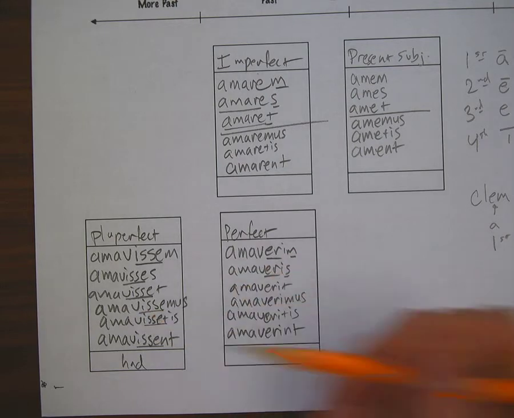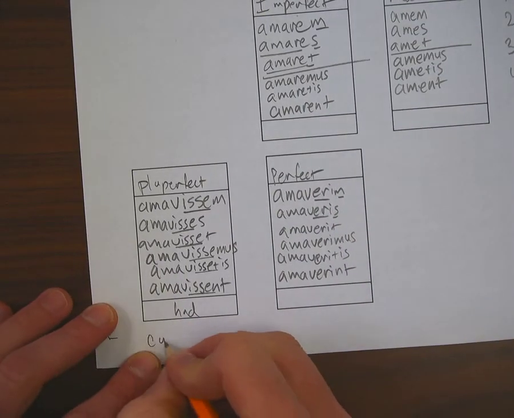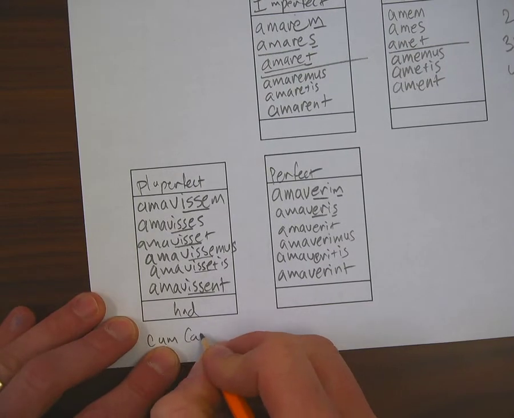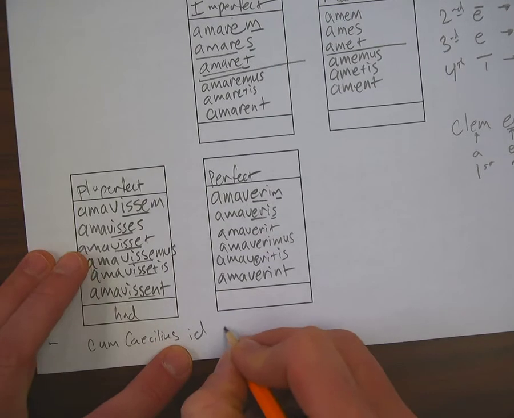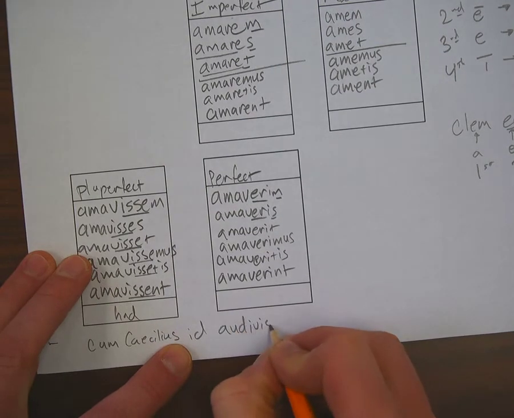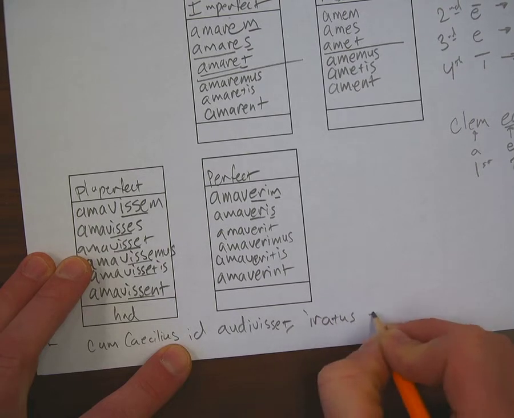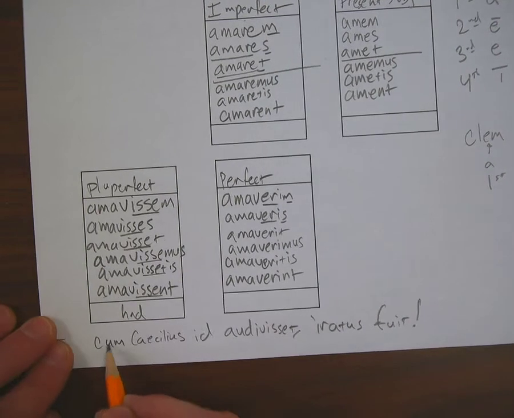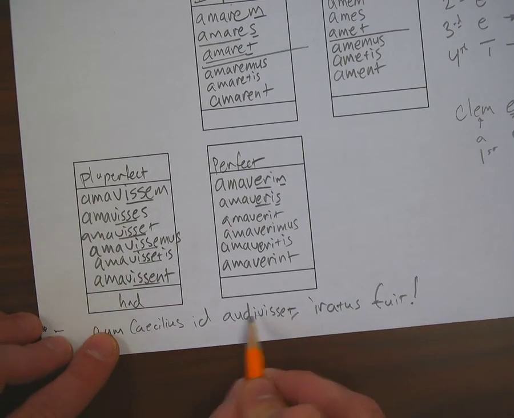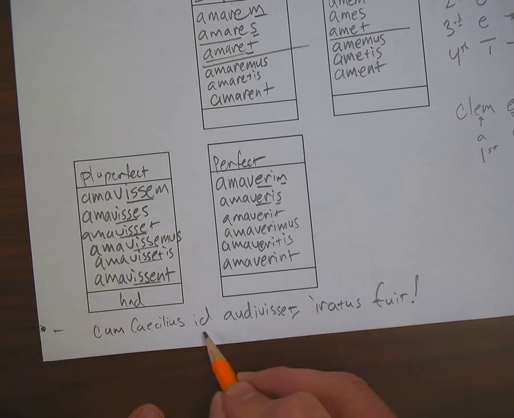So a lot of times you see the pluperfect with cum clauses. I'll give you an example. You say something like cum Caecilius id audivisset iratus fuit. Okay, something like that. When Caecilius had heard it, he was angry. Okay? When Caecilius had heard it.